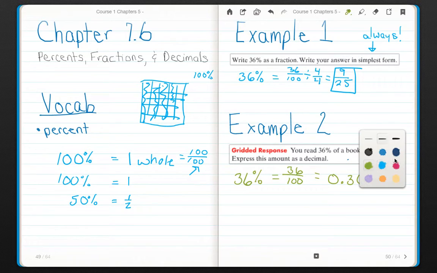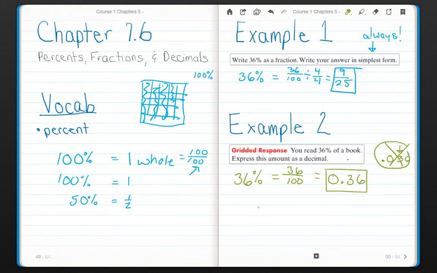It is not 0.036. The 3 does not go into the hundredths place. The 6 does, the last digit.